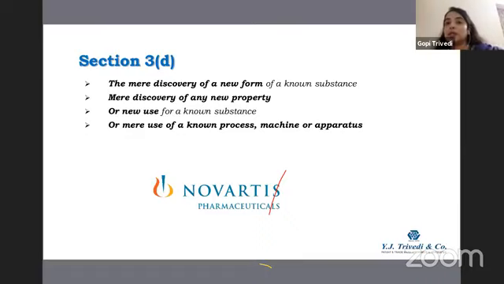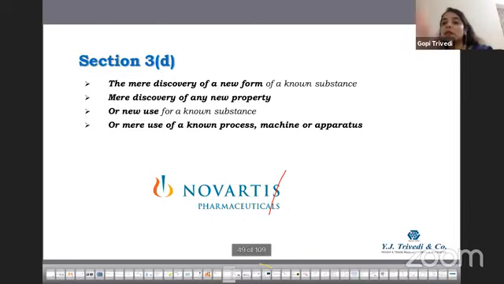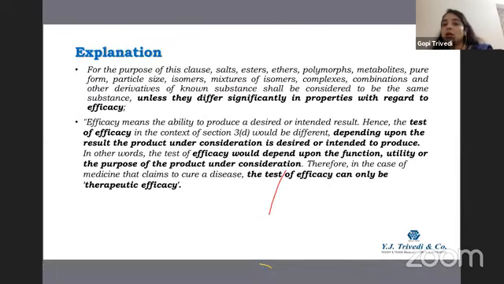The next exclusion point is if you are claiming a mere discovery of a new form of a known substance without proving the efficacy, the patent is refused on the basis of this exclusion point. A big judgment was given in the case of Novartis, where Section 3(d) was not met. Many of my participants might be knowing about it. There is a detailed explanation, but summarizing it, I would say that one needs to provide the advanced efficacy.